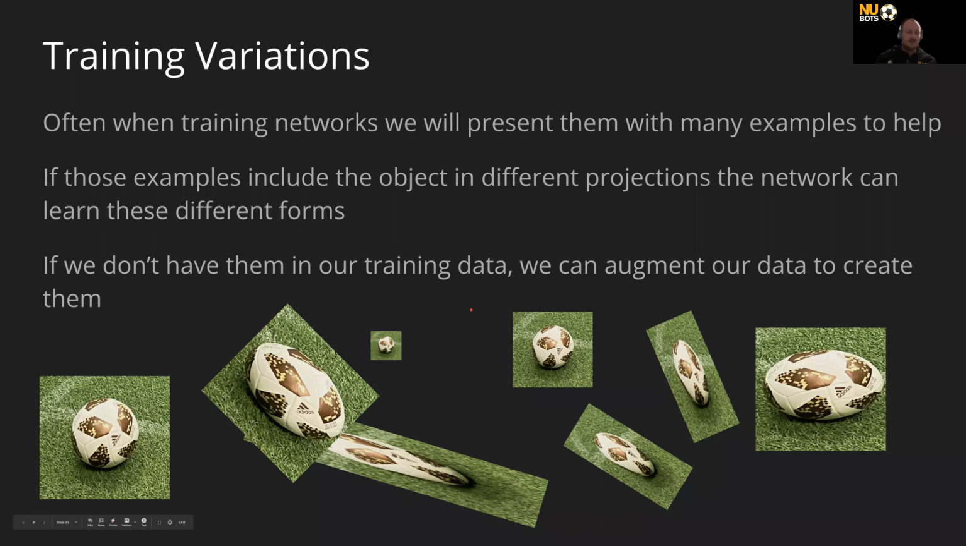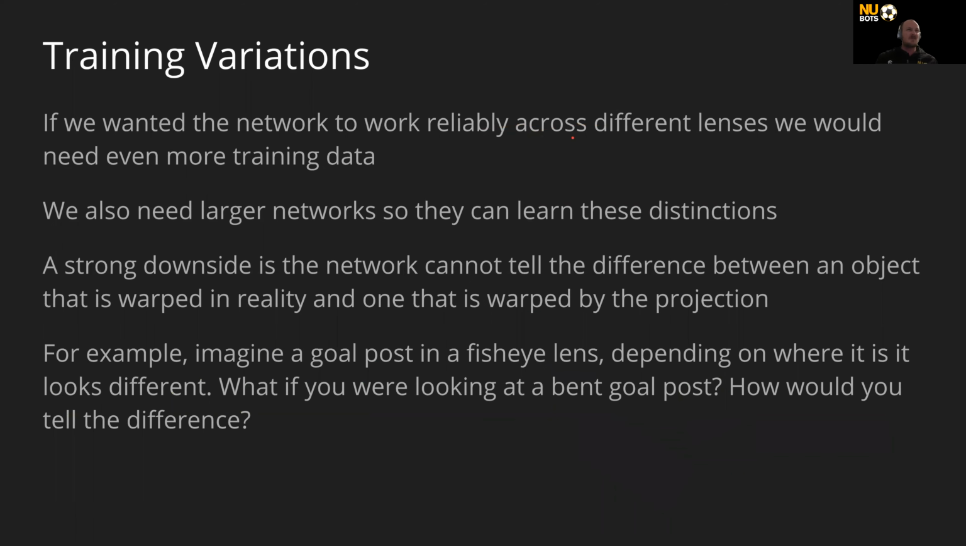And if we don't have that, we can use training augmentation. We can skew and stretch and rotate, and many machine learning algorithms will do that. They'll skew, stretch, rotate, and they'll try and learn what these objects look like. But if we wanted to train it reliably across different lenses, we need even more training data. If we wanted to work on a rectilinear and a fisheye lens, we need much more training data.